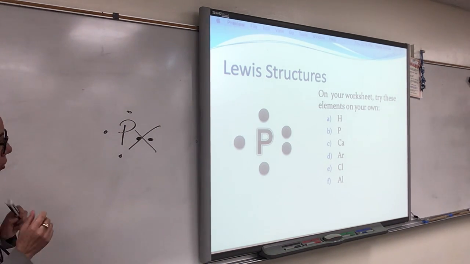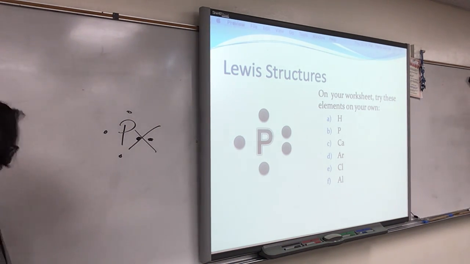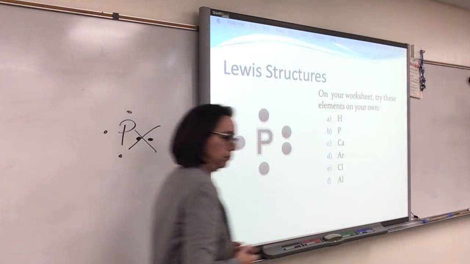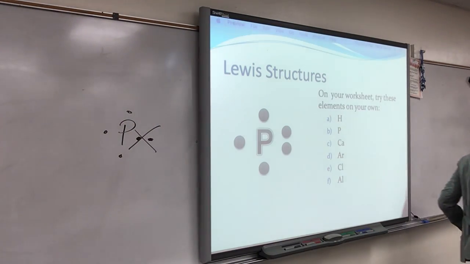Okay, let's try for calcium. Remember, we're just drawing valence electrons. That doesn't mean that the rest of the electrons have disappeared. They're there. We're talking about the electrons that are in the outer shell, on the outside. These electrons will determine if they will lose or gain electrons.